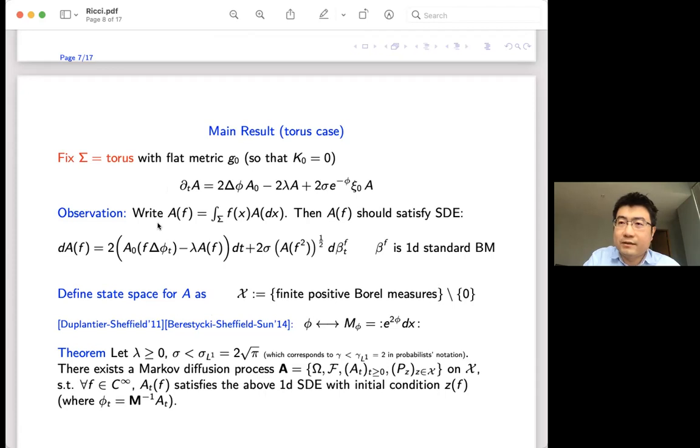So how do we deal with this phi, right? Maybe you want to rewrite the phi in terms of A or something. First, we choose the state space to be basically Borel measures, right? So the area form is a positive Borel measure. What's nice is this space is locally compact, which is nice to use the Dirichlet form later.